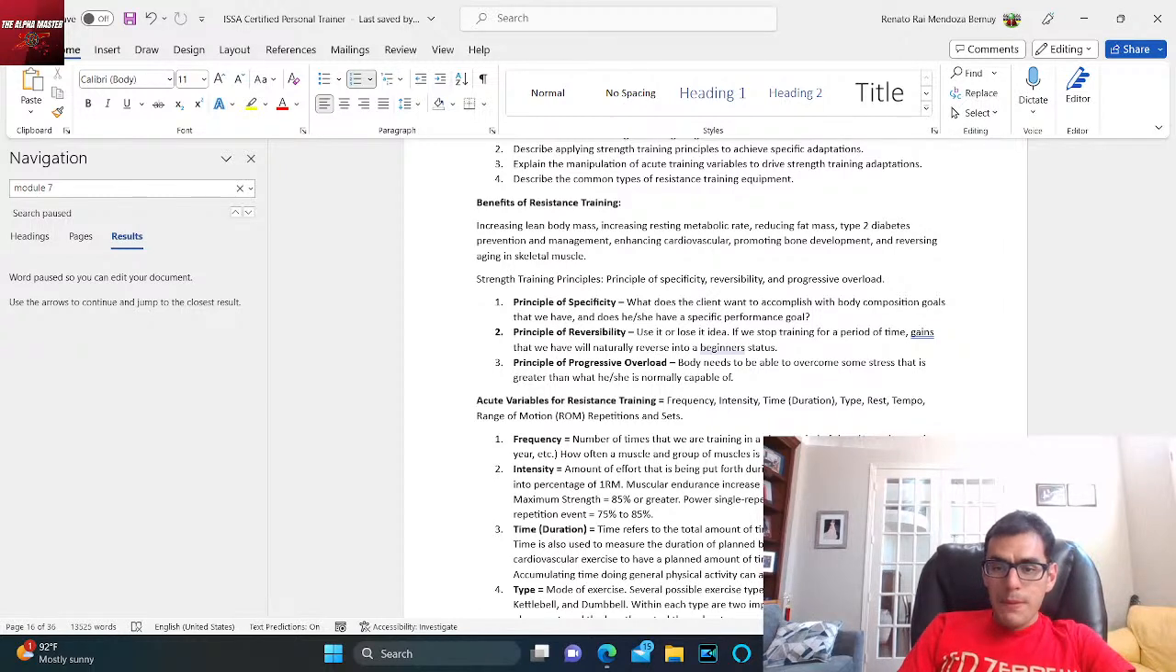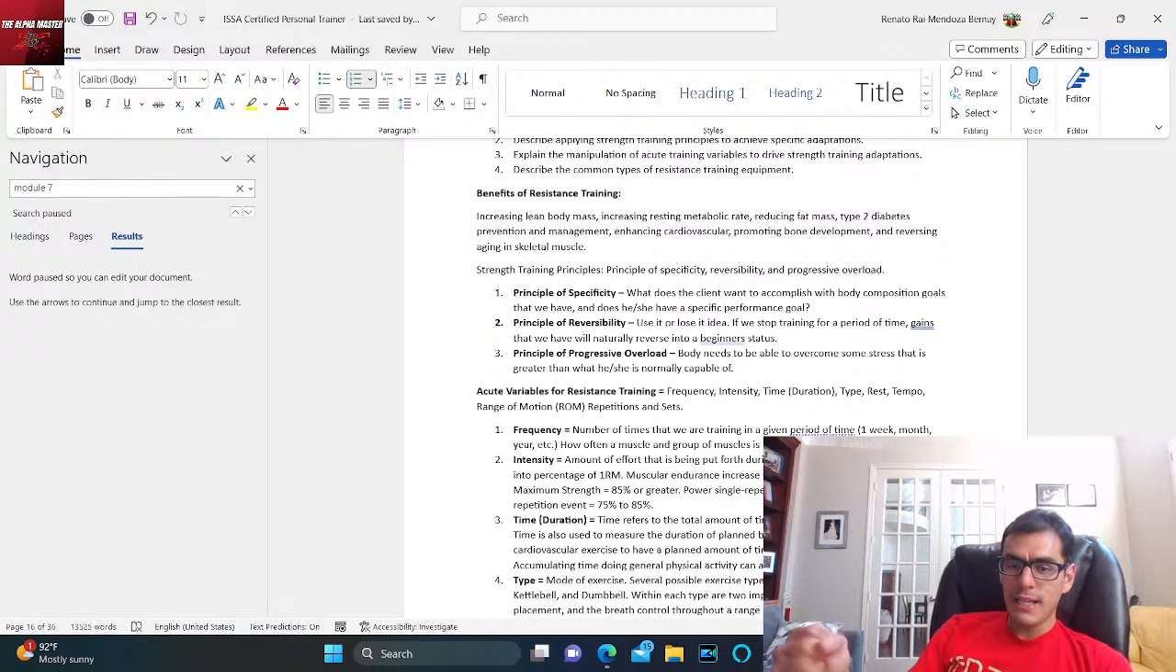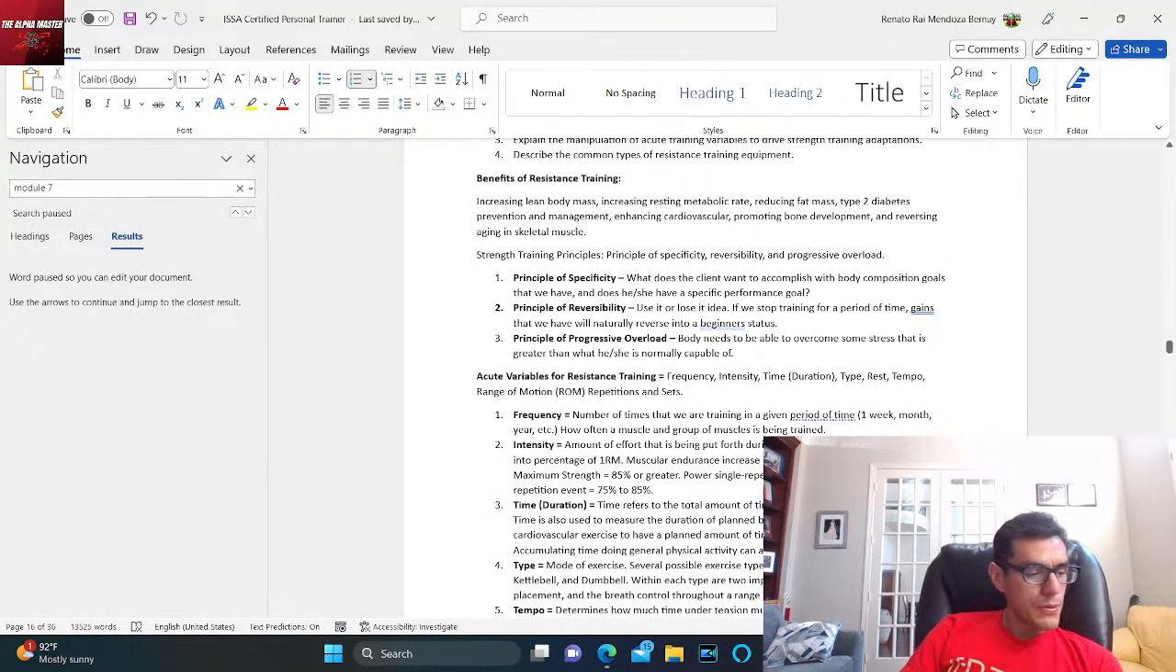Within each type, there are two important subvariables: the grip or hand placement, and the breath control throughout the range of motion.